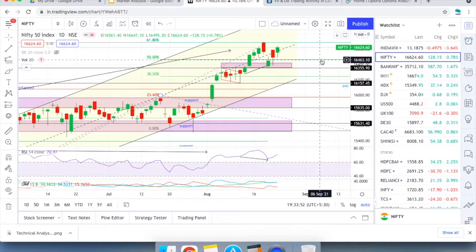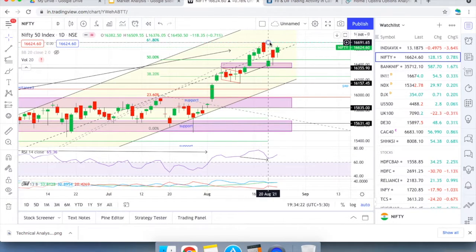Below that you have another support at 16,250, which is a fib extension 38%, and then you have the fib 23% retracement levels of 16,100 and 16,150 kind of levels. So below that you have the 59,950, 850 kind of levels. So plenty of supports down there.